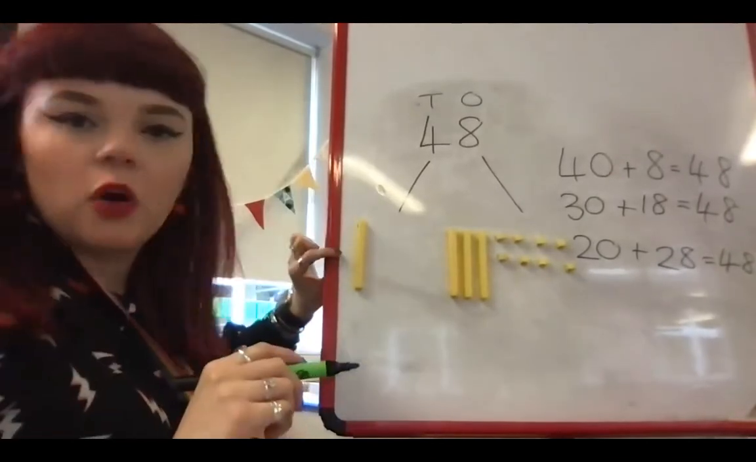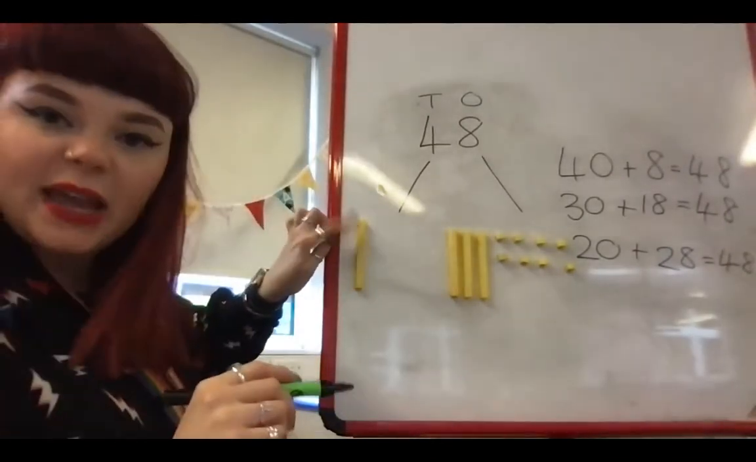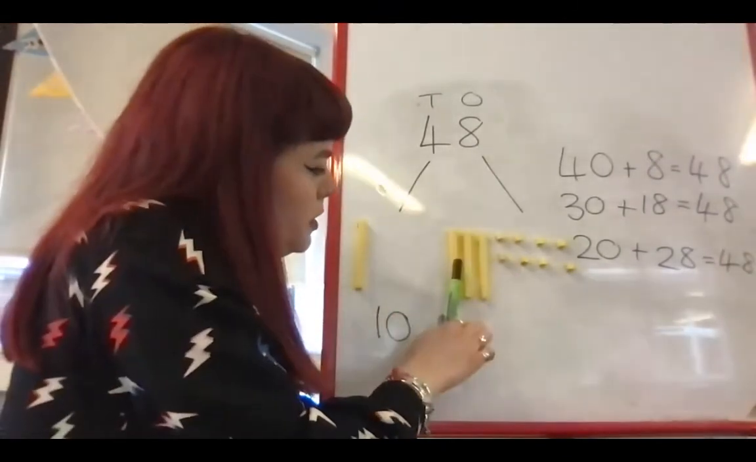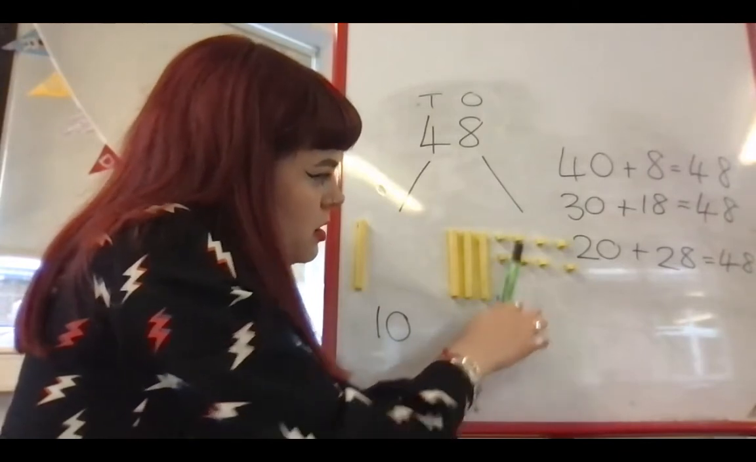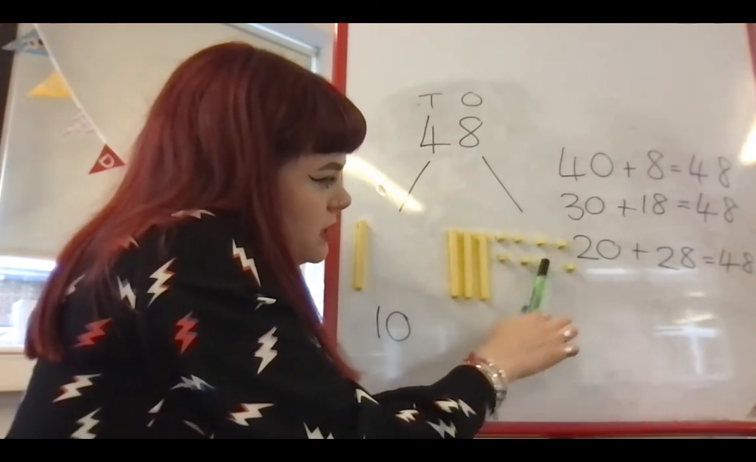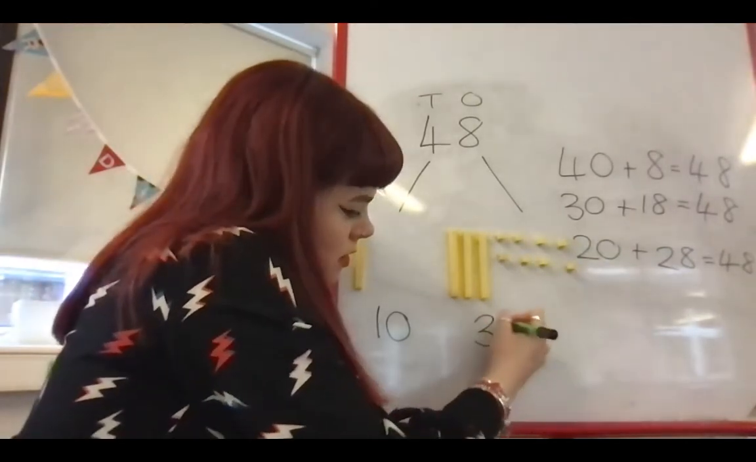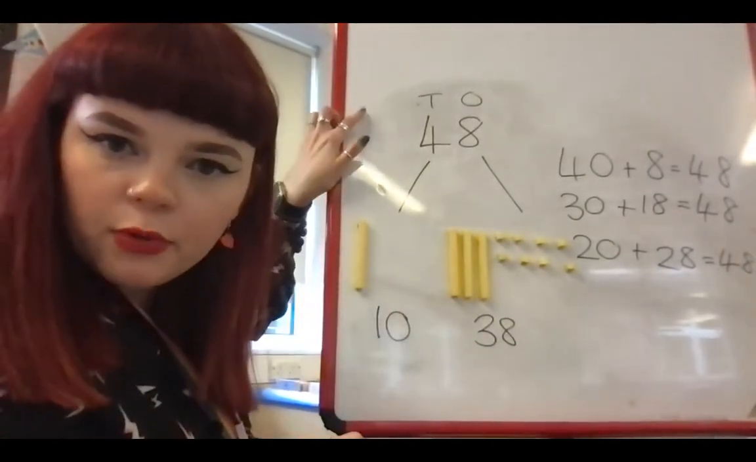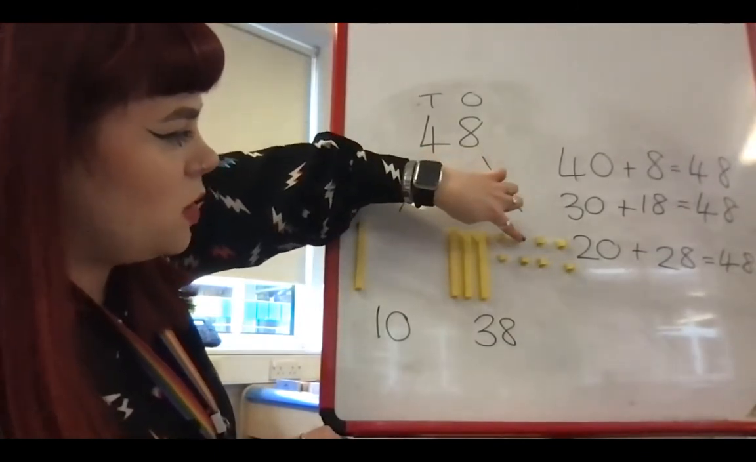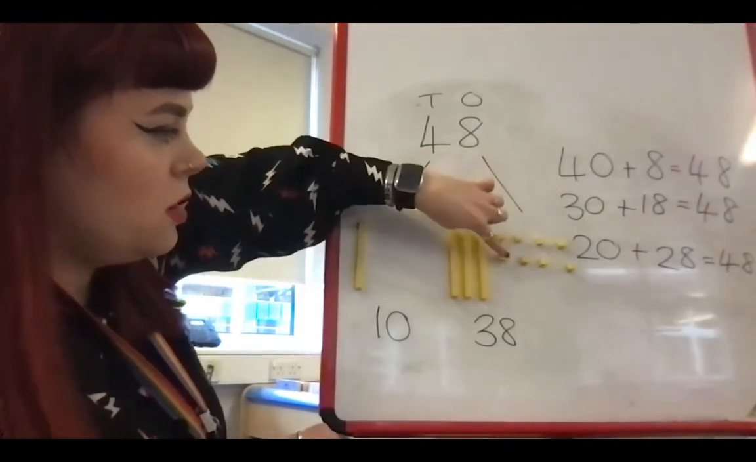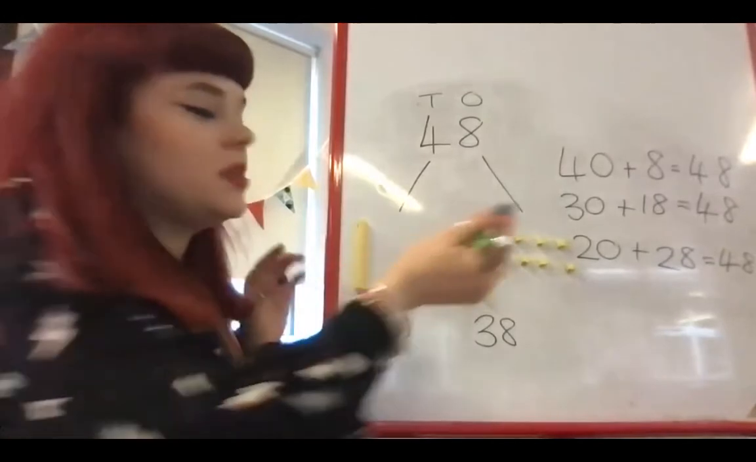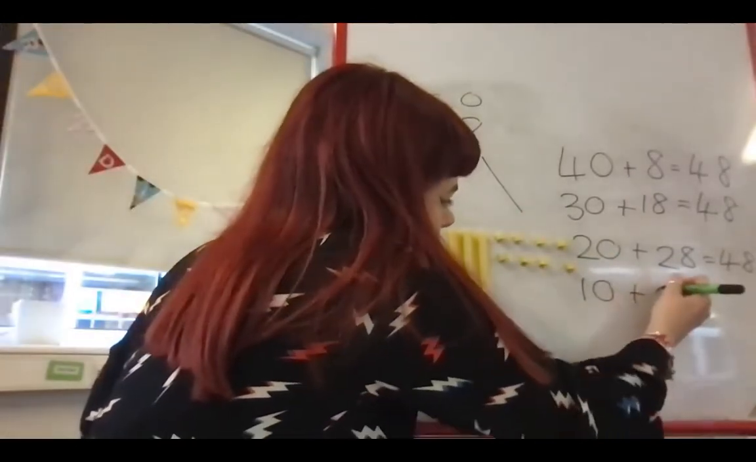On this side, I've got just one stick of 10. 10. And on the other side, let's count what we've got this time. 10, 20, 30, 31, 32, 33, 34, 35, 36, 37, 38. Okay, let's check to see if it makes our whole number of 48. 10, 20, 30, 40, 41, 42, 43, 44, 45, 46, 47, 48. So those two parts still come together to make our whole number. So that was 10 and 38.